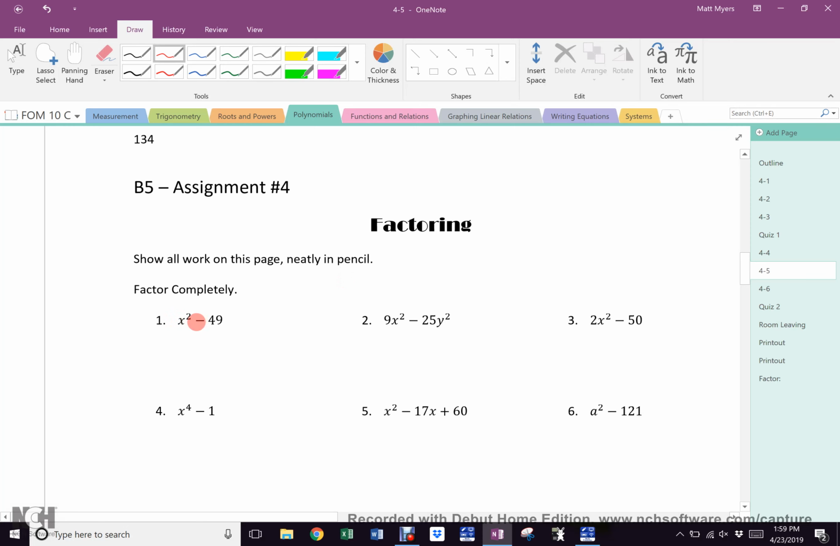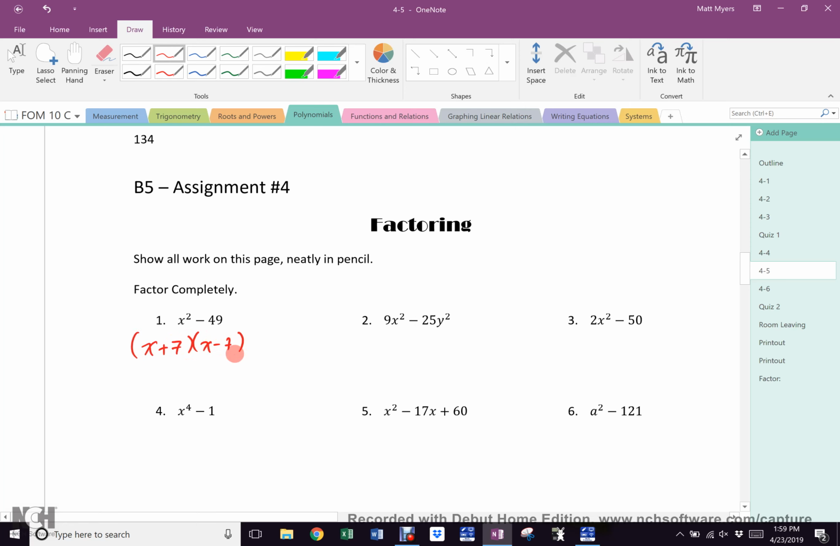Is that subtraction? Is that a perfect square? So what do I do with the first one? I take the square root. What's the square root of x squared? X. Then I take the square root of the second one. What's the square root of 49? 7. And then I write it again with a minus sign.